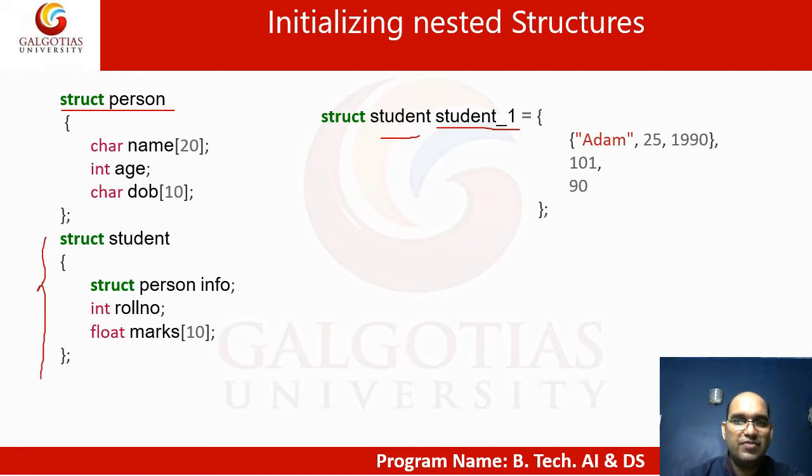So what is the first information? First information is struct person info, and info will contain the three things, that is name, age and date of birth. So we will write in the curly braces name, so that name will go to this name, and then age will go to the second parameter, and then date of birth will go to the third parameter. Then after that, this first thing is complete now, right? Now you have the roll number, so simply we will write the roll number here. Then the third thing is the marks, then we will write here the marks, that is 90, right? So this is how we can initialize the nested structure at compile time.